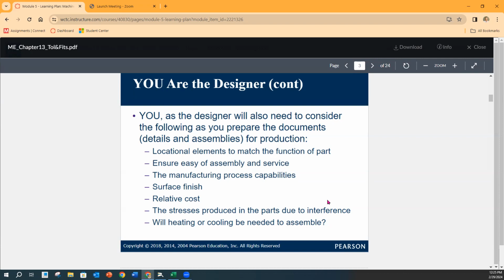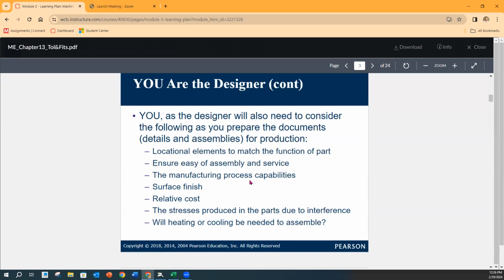The manufacturing process capabilities, this is huge. Gone are the days when we have all of the manufacturing processes under one roof. In some cases, larger companies have the manufacturing at their fingertips, but many times we are sending out our designs and they are making them, and then the parts are coming in to be assembled at our facility or another. It just depends on how the company is structured. So you as the designer are responsible to make sure that your details and your assemblies take into consideration manufacturing processes and their capabilities.